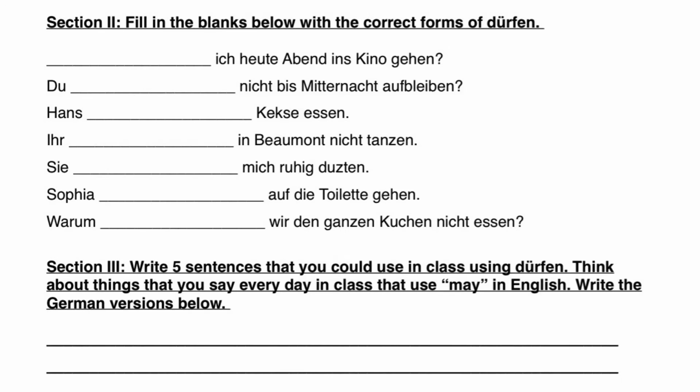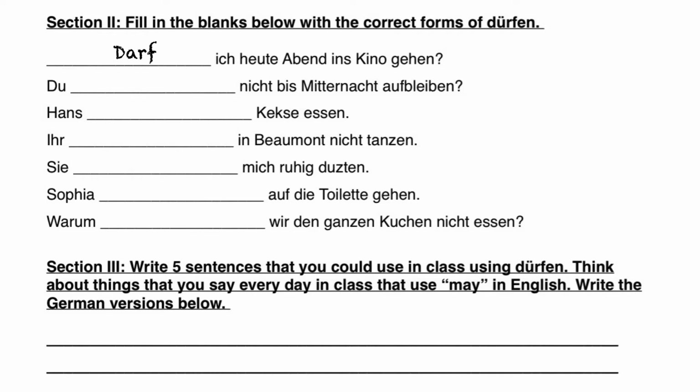In section 2 here, we're supposed to fill in the blanks with the correct form of dürfen, so these should be relatively easy again. In the first one here, we have a blank space followed by ich. Even without reading the rest of the sentence, you know that ich is always the subject, and so we have to have here the ich form of the verb. So we have darf ich. Darf ich heute Abend ins Kino gehen? May I go to the movie theater this evening?